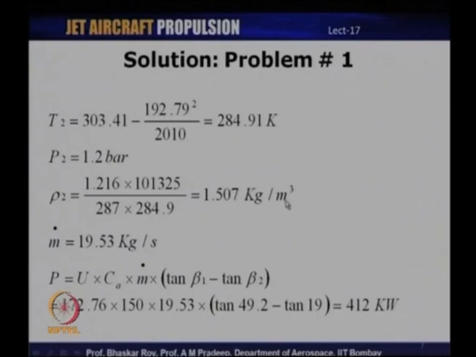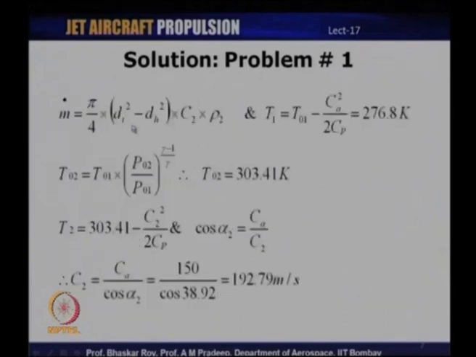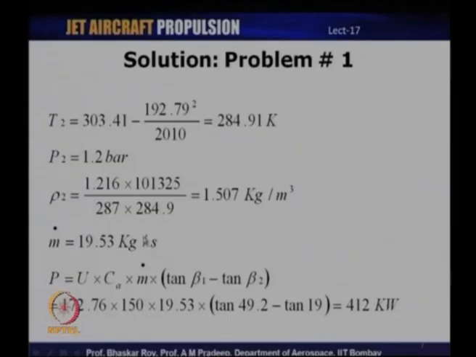So, from the equation that we have written, mass flow rate is basically pi by 4 into dt square minus dh square, times C2 and rho 2. The tip and hub diameters are already specified, C2 we have determined, and rho 2 we have calculated. If you substitute all those values, the mass flow rate comes out to be 19.53 kilograms per second. So, that solves the first part of the problem.